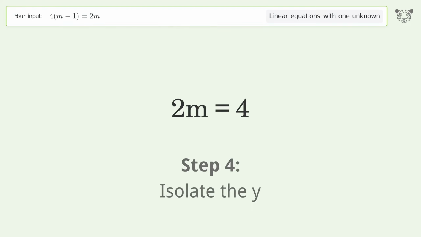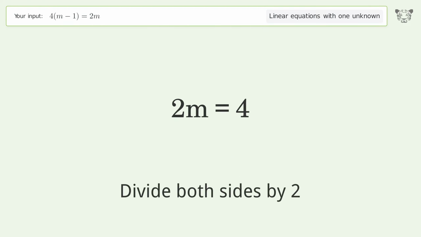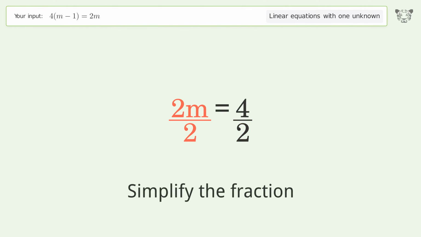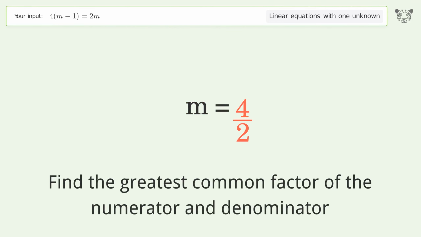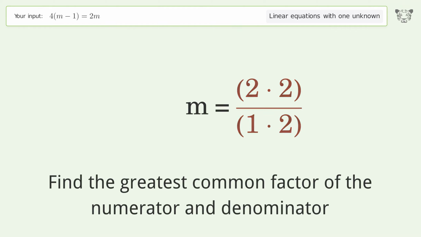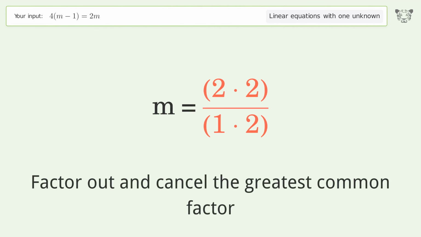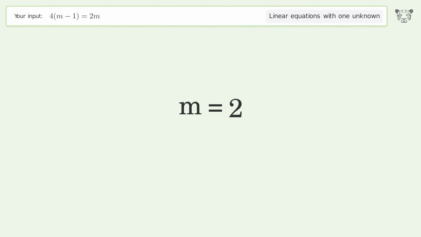Isolate the m. Divide both sides by 2. Simplify the fraction. Find the greatest common factor of the numerator and denominator. Factor out and cancel the greatest common factor. And so the final result is m equals 2.